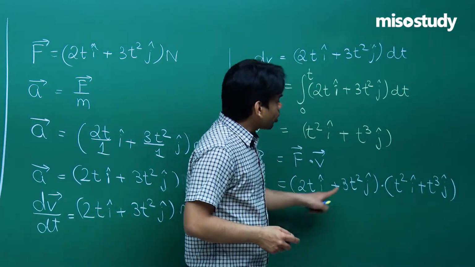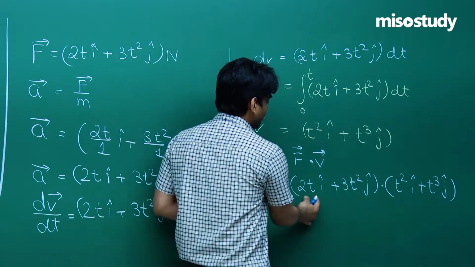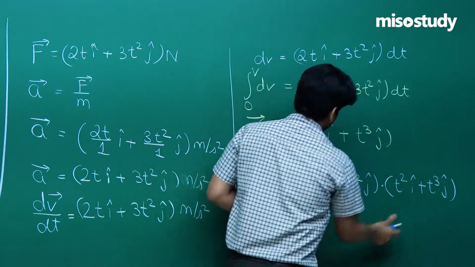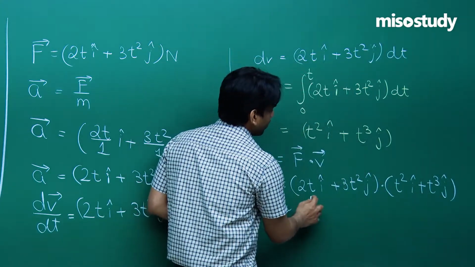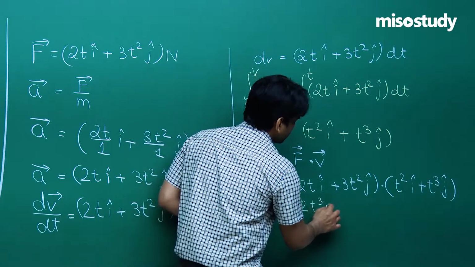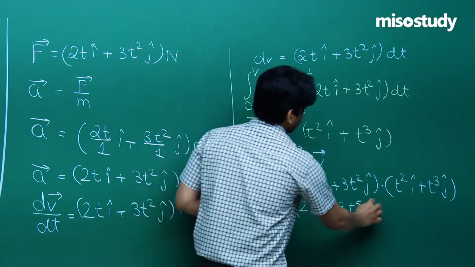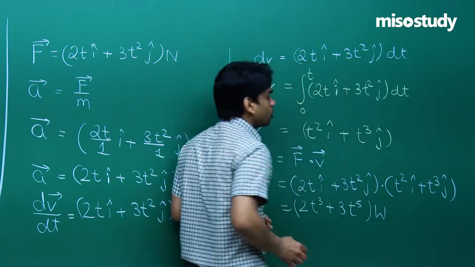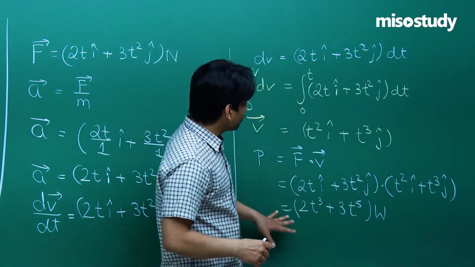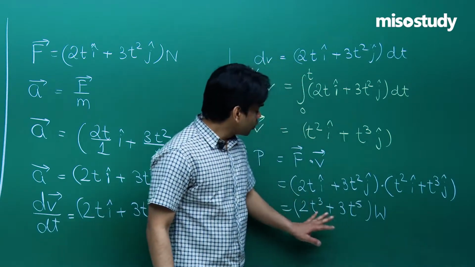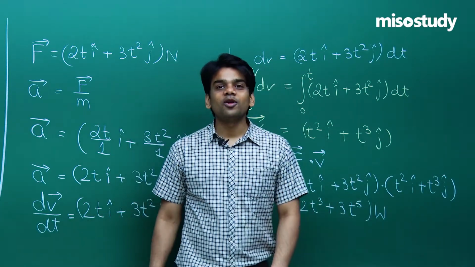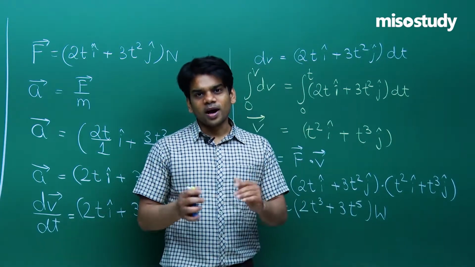Now just take the dot product: multiply this with this and this with this. We will be obtaining 2t cube plus 3t to the power 5 in watts, because all things are in proper SI units, so power will appear in watts. So 2t cube plus 3t power 5 is the value of the function for power.